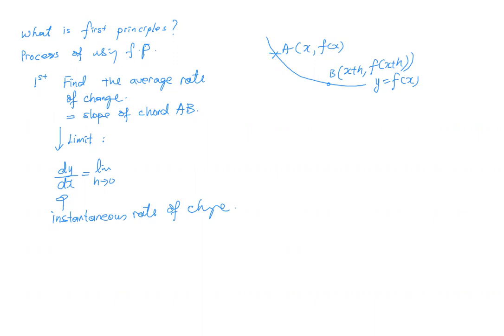Are you okay? So if people ask you what is first principle, first principle is using the concept of limit, how we make the average rate of change between the 2 points become the instantaneous rate of change at a particular point.